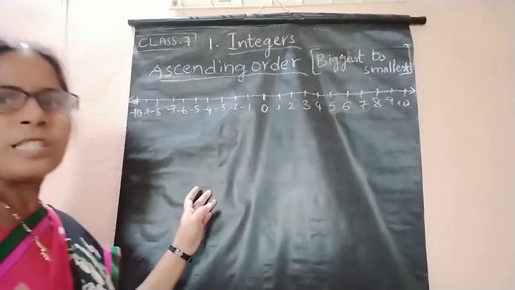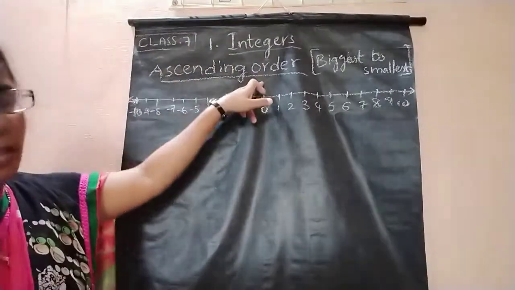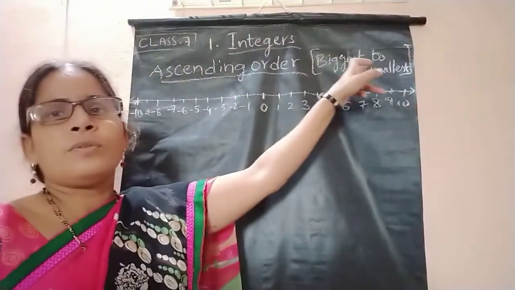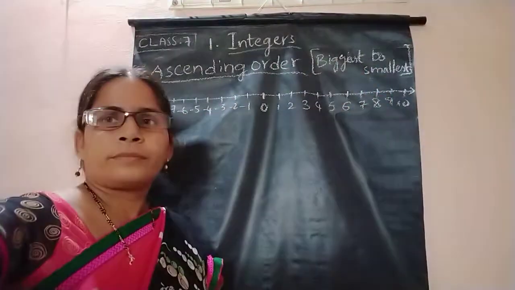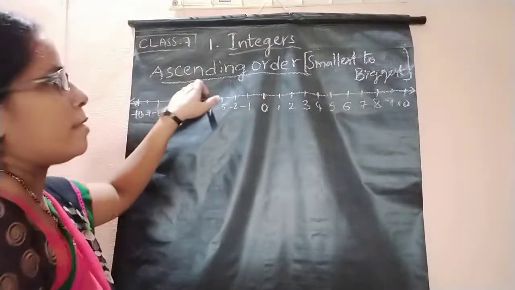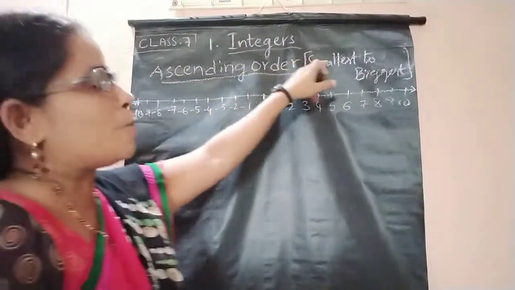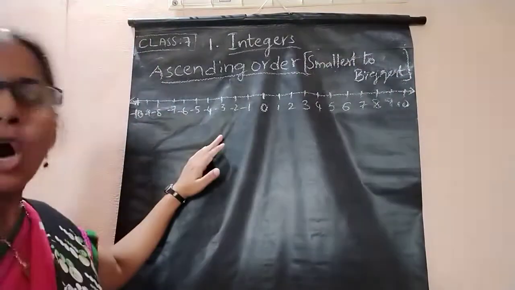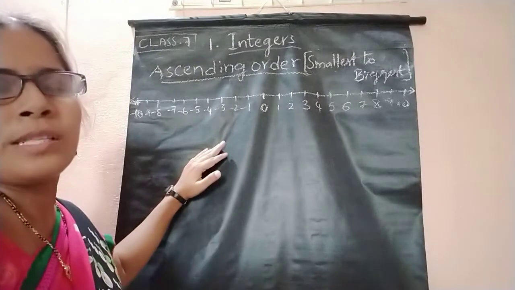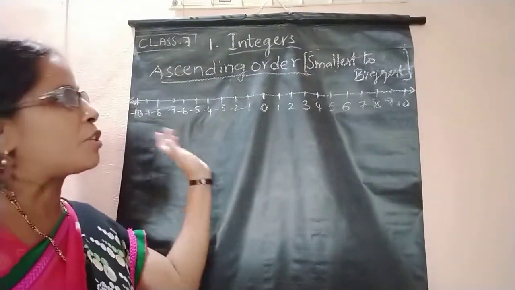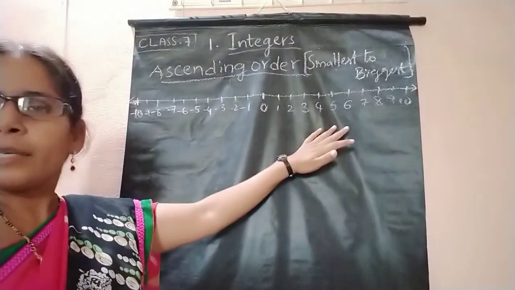Now I am going to explain ascending order. Ascending order means smallest to biggest value. How can we find the smallest one and the biggest one? Which comes first, that is the smallest one. Which comes after, that is the biggest one.